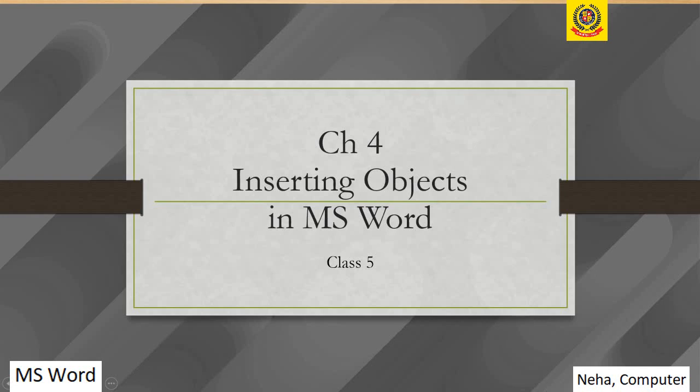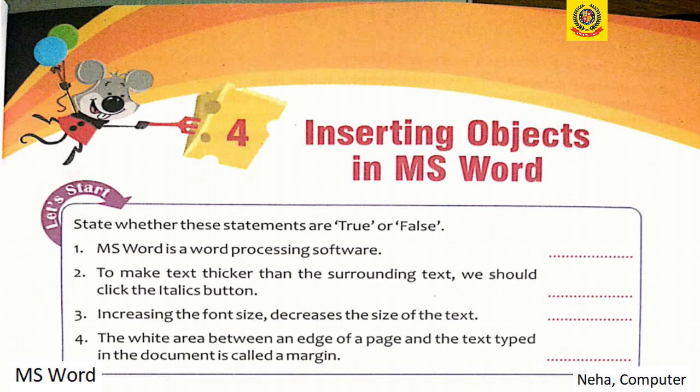So let's start with the new chapter, chapter 4, Inserting Objects in Microsoft Word. So we have learned that Microsoft Word is a word processing software. So here we can insert many objects like pictures, tables, charts, and many other things. So we are going to learn about it. Before that, we'll do the true or false. First one is MS Word is a word processing software.